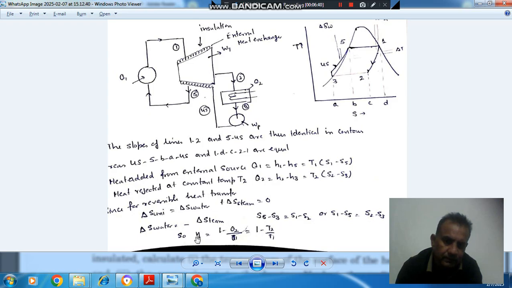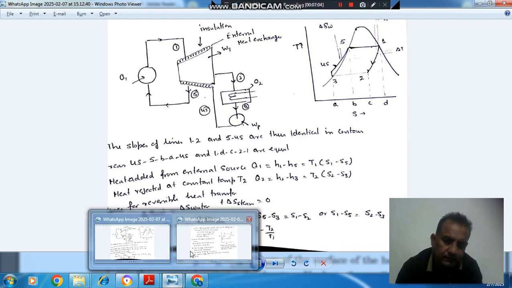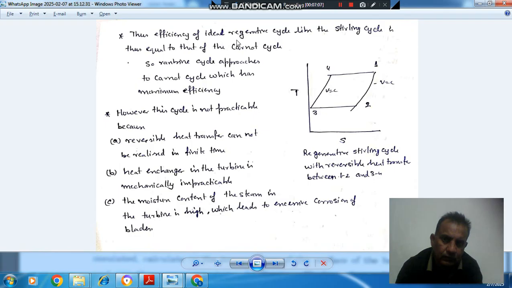So S1 minus S5 is equal to S2 minus S3. So the efficiency comes out as 1 minus Q2 by Q1, where this is Q1 and this is Q2, and the efficiency is 1 minus T2 by T1, because these are the same. Which is the efficiency of the Carnot cycle. So the ideal regenerative cycle is just equal to the Carnot cycle. So the Rankine cycle approaches the Carnot cycle, which has maximum efficiency. So this is your Stirling cycle.